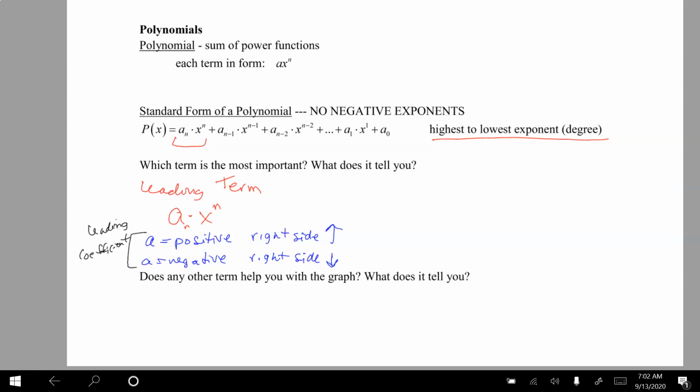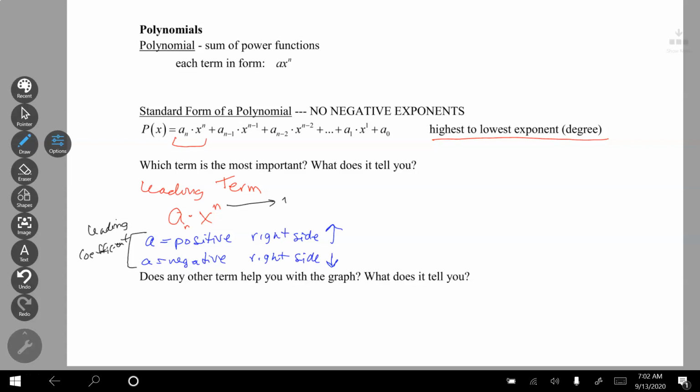The other thing we have is this n. n is called the degree. So whatever the highest exponent is, that's called the degree of the polynomial.